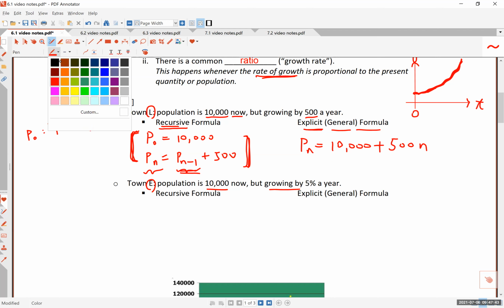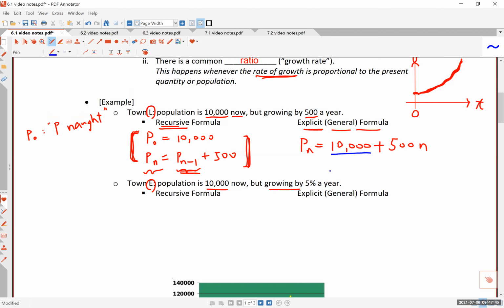Maybe I should also mention here in a different color. This is the initial. Whatever you see as a constant is the initial quantity or initial population. We call that the y-intercept in algebra. Okay, you don't have to call that. That's just purely from the algebraic standpoint or analytic standpoint.